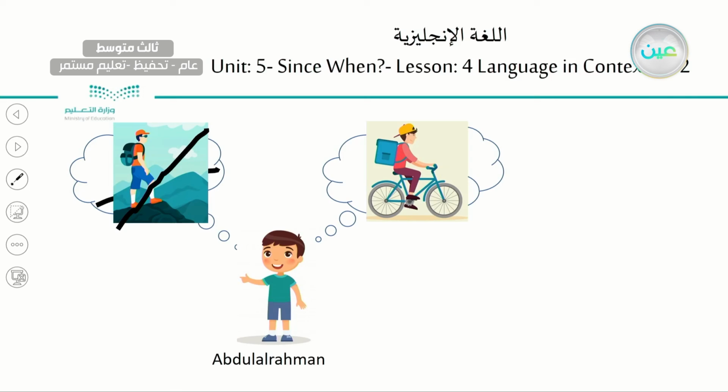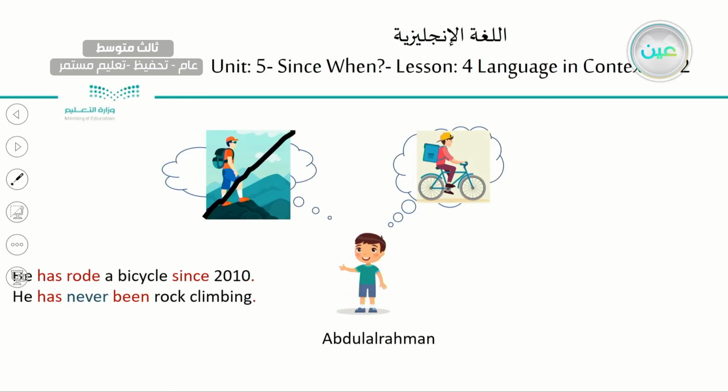And the last one here we have Abdurrahman. Abdurrahman, what about rock climbing? Did he do it? No, he didn't. And riding a bike, he did. Write down the statements. Let's see it together. He has ridden a bicycle. He has ridden a bicycle since 2010. He started doing that since that year. He has never been rock climbing. This is something he has never done before.